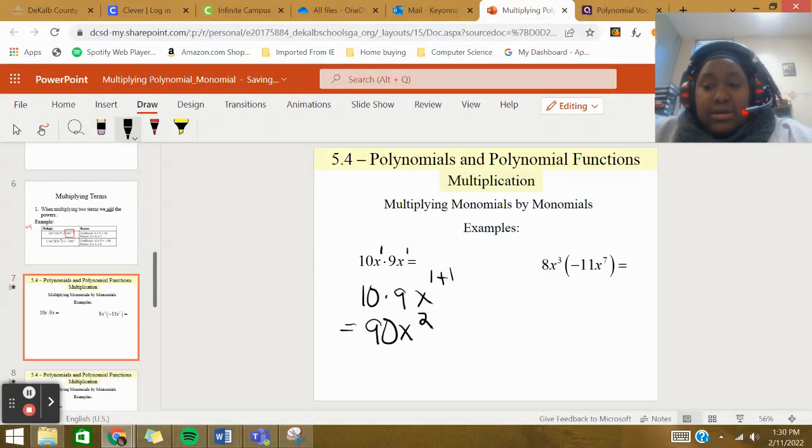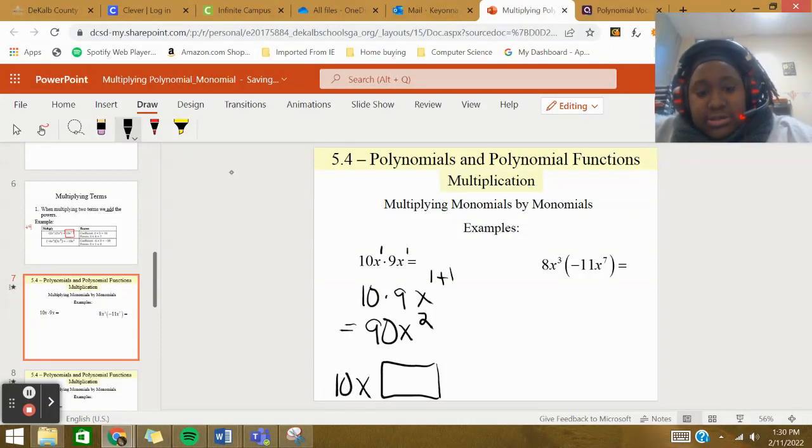Okay. Now I'm going to show you how to do this using the box method. In this case, you're going to have a 1 by 1 box. And the reason why is because you've got one piece and another piece. So in the 1 by 1 box, I'll have 10x here and 9x here, and just multiply them together. It'll give you the exact same answer whether you use the distributive property or the box method. So we're going to get 90. And again, it'll still give me the same thing. Remember that these are both to the first power. So 90x squared.